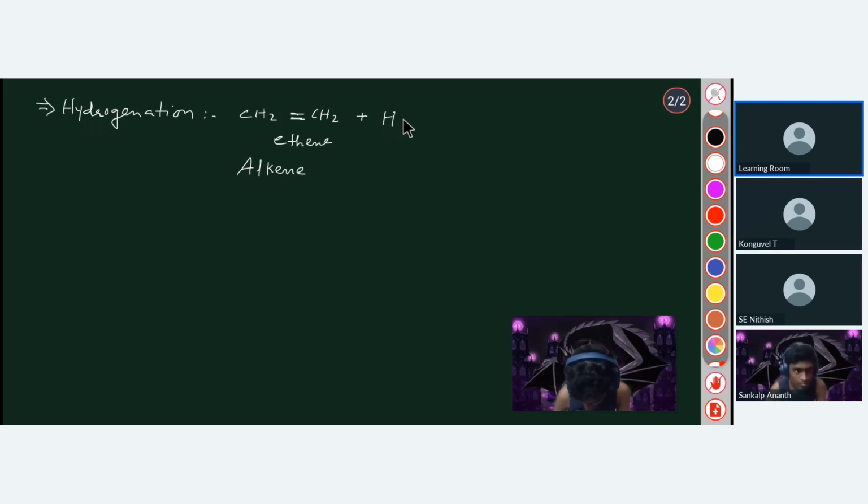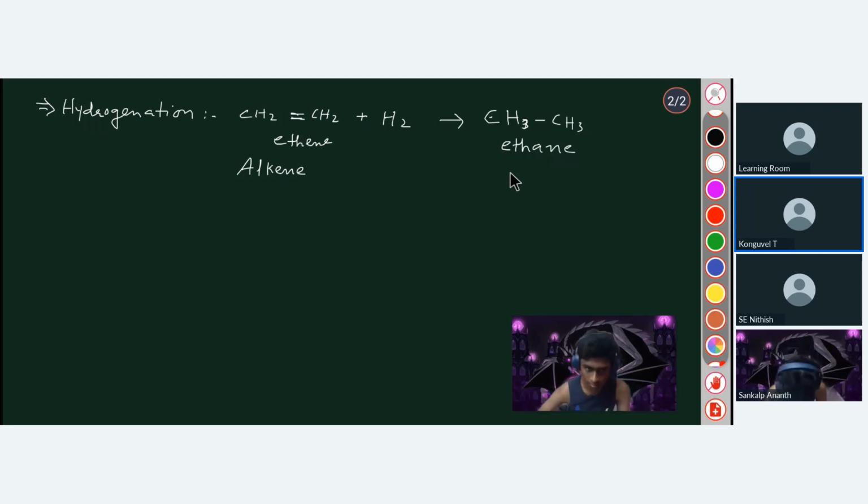When it reacts with hydrogen, what will be the product? Alkane will be formed, right? That is CH3-CH3. This is your ethane, and this is alkane. Now, this hydrogenation is very important in the preparation of oil, right?